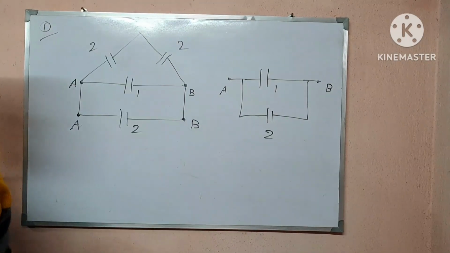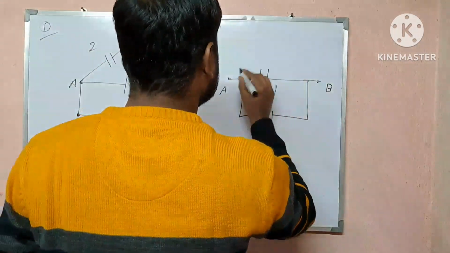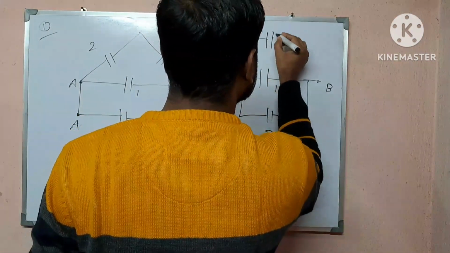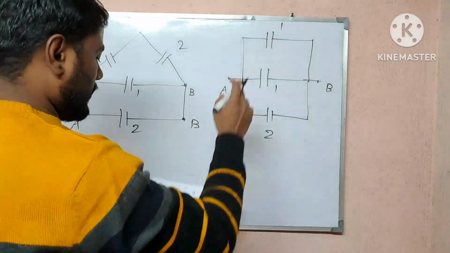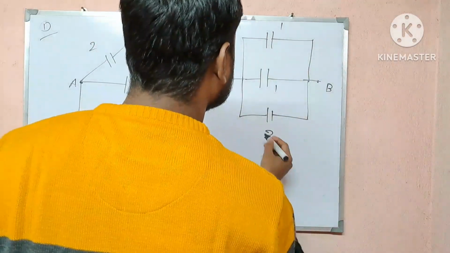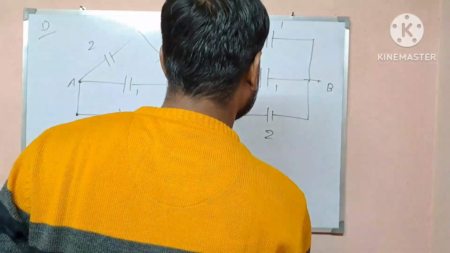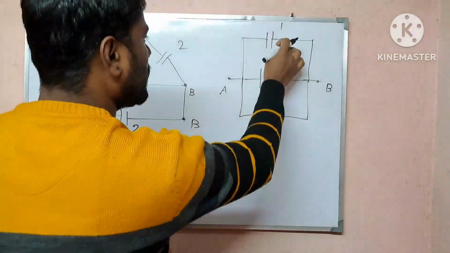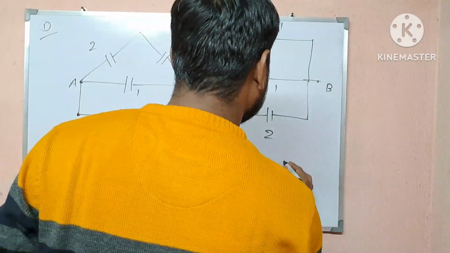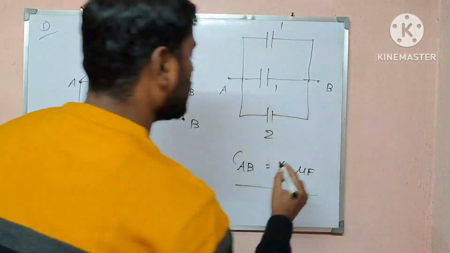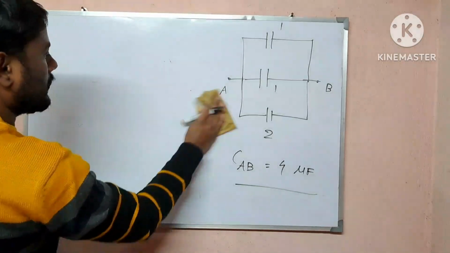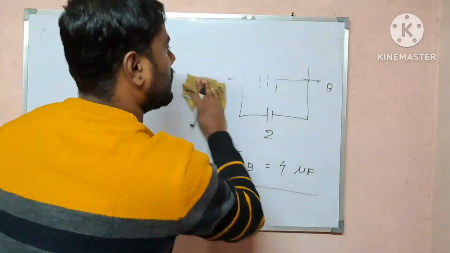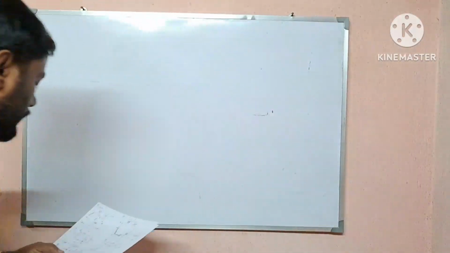So when 2 and 2 are connected in series, then the value will be 1. So this is 1. Now all of them are connected in parallel. So what will be the answer? All of them you have to add. So the equivalent capacitance between the points A and B will be 1 plus 1 plus 2. That means 4 microfarad. That's it. Now we'll give another one. Okay. Now let's see the second one.